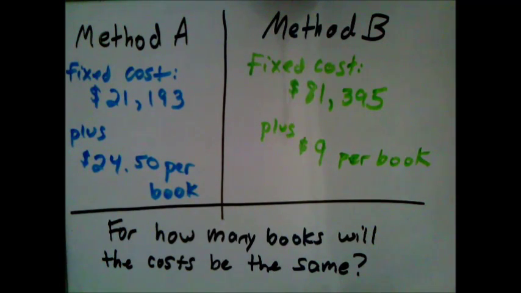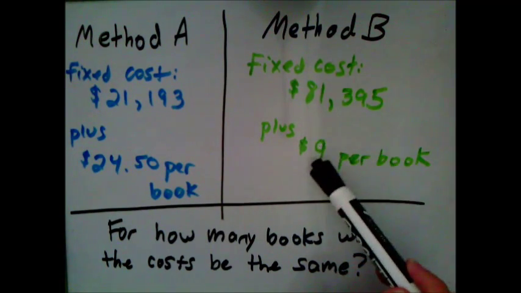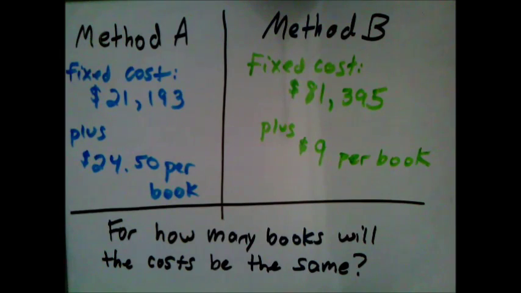So thinking about that for a second, if we were only going to make a few books, this would certainly be cheaper, to pay less up front and then make a few books. If we were going to make a whole bunch, maybe paying more up front to get this lower rate would be worth it. So what they're asking is, for how many books will the cost be the same?